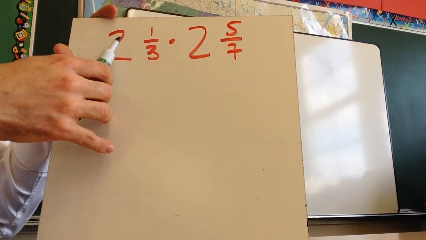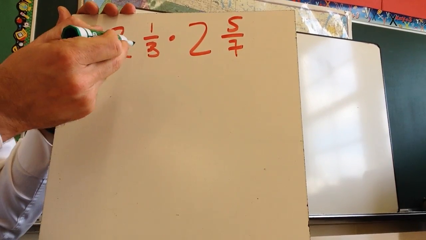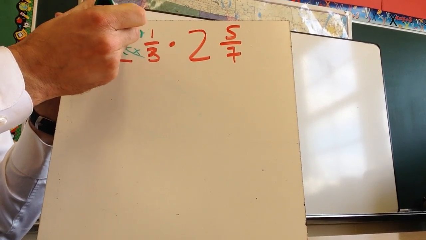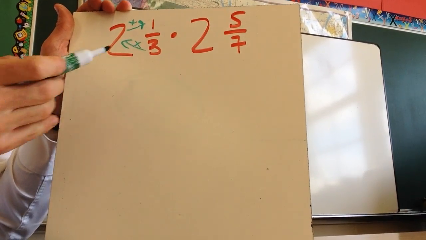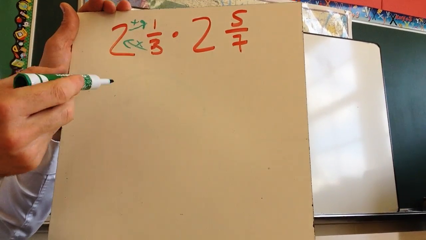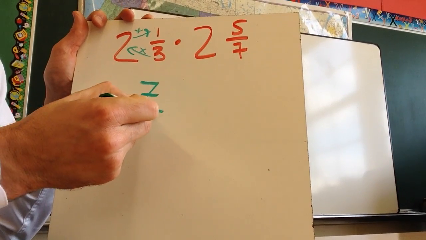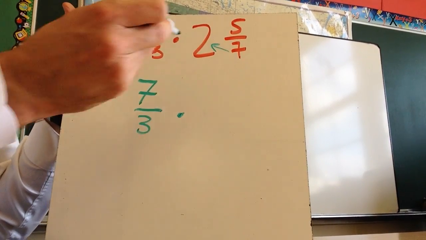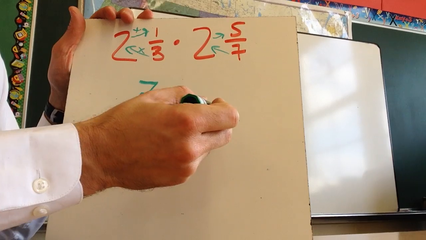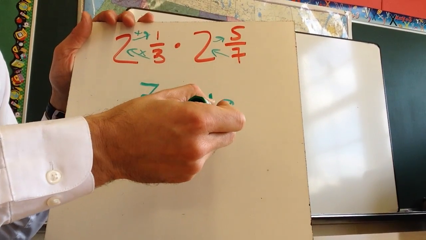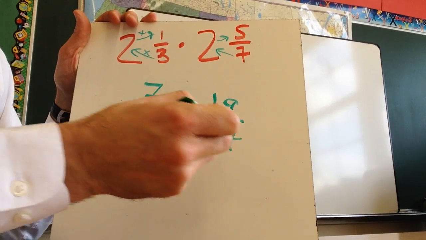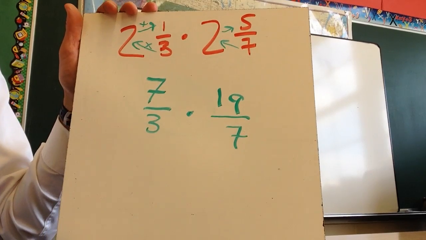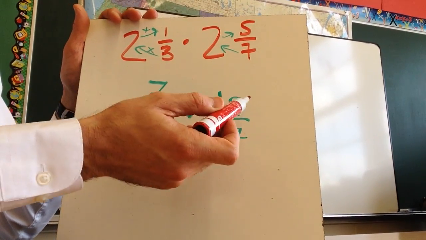So what I need to do is change this into an improper fraction, which means that I'm going to take 3 times 2, remember, and I'm going to multiply this, and then I'm going to add the 1. So 6 plus 1, which is 7/3 here. And then over here I'm going to multiply 7 times 2 is 14 plus 5. And that's 19/7.